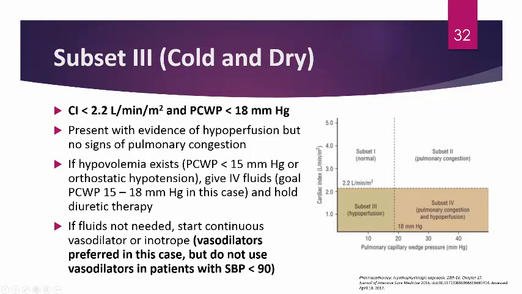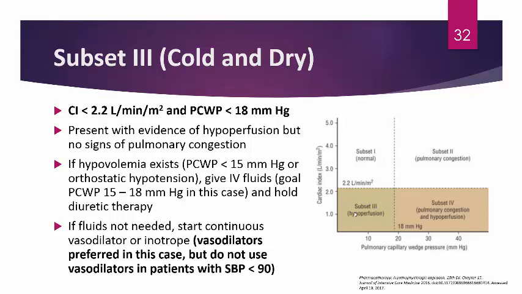In regards to patients in subset 3, these patients end up being cold and dry. So essentially what cold means here is that the cardiac index is less than 2.2, so they're not perfusing very well. And their pulmonary capillary wedge pressure is less than 18, so they're not congested. They essentially fall in this little quadrant here.